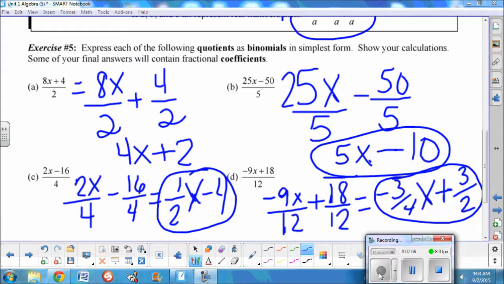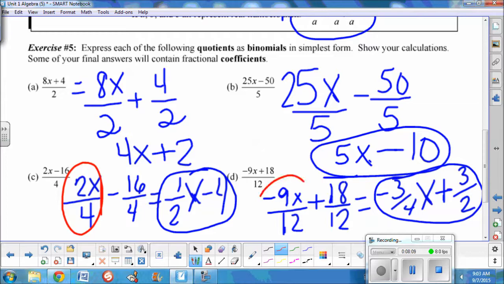Okay, go ahead and check your work. On C and D, dealing with those fractions, it's just simplifying those fractions. So that 2x divided by 4 is 1/2 x. And then in D, simplifying those two fractions, we end up with negative 3/4 x plus 3/2. Let's go to the next lesson on equivalent expressions.